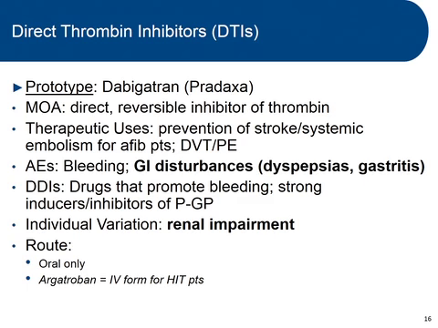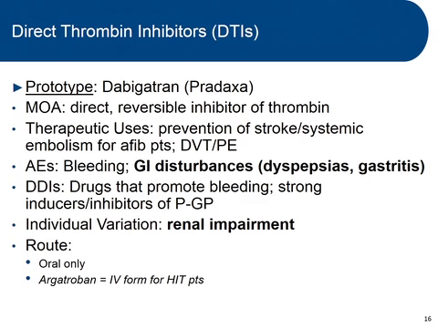Dabigatran and other direct thrombin inhibitors are considered anticoagulants. They work by direct inhibition of thrombin, so they are a little different from the heparin-like anticoagulants. The heparin-like anticoagulants also inhibit thrombin, but they do so indirectly, by enhancing the activity of antithrombin.